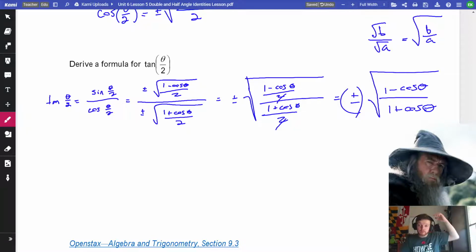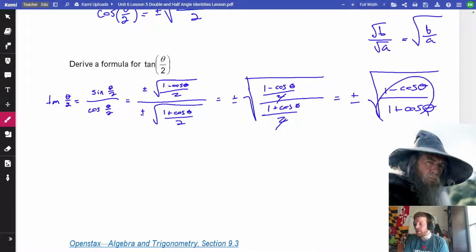And you choose the plus or minus based on the angle that you're given. So if you're given a fourth quadrant angle, you're going to end up in the second quadrant when you chop, which is going to be tangent is negative in the second quadrant. Always save the crust. But if you chop a second quadrant angle in half, you're going to be in the first quadrant, which will be positive. So this is all about choosing.